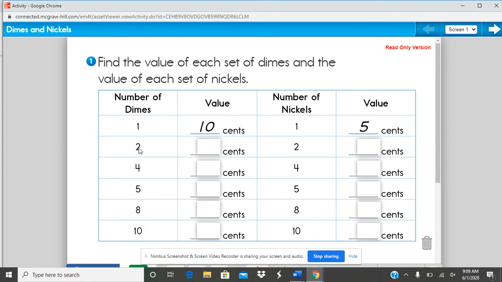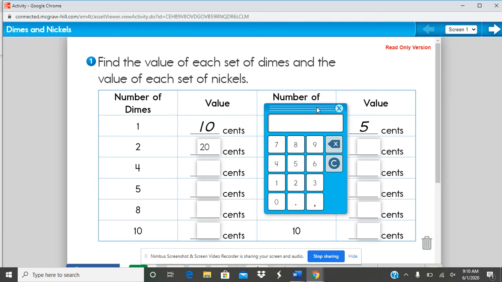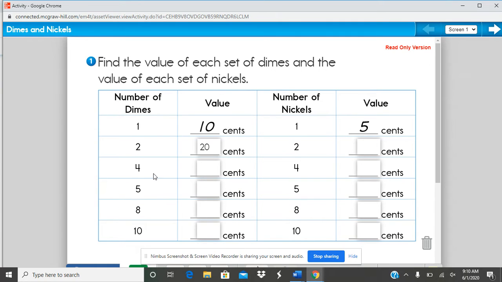So if I have two dimes, I need to know how many cents that's going to be. So one dime is 10 cents. That's our base. Two dimes is going to be how much? 10, 20, right? So 20 cents. Then, I'm going to move this over a little bit. Okay. Then we have four dimes.